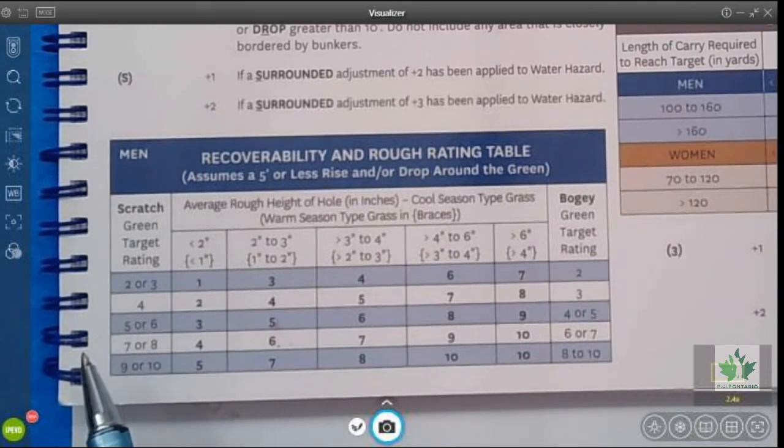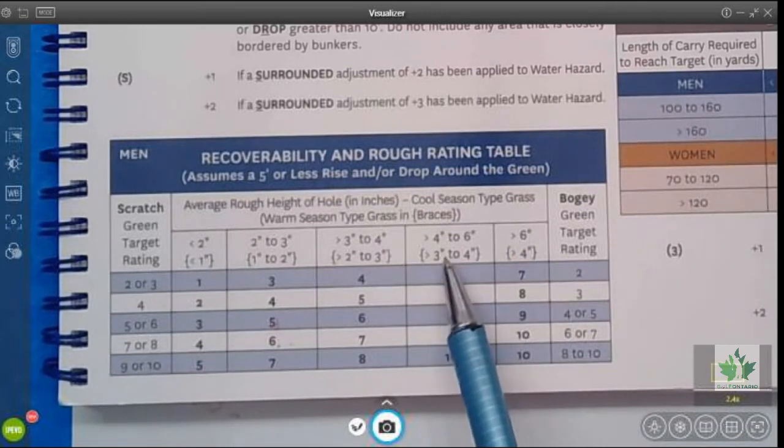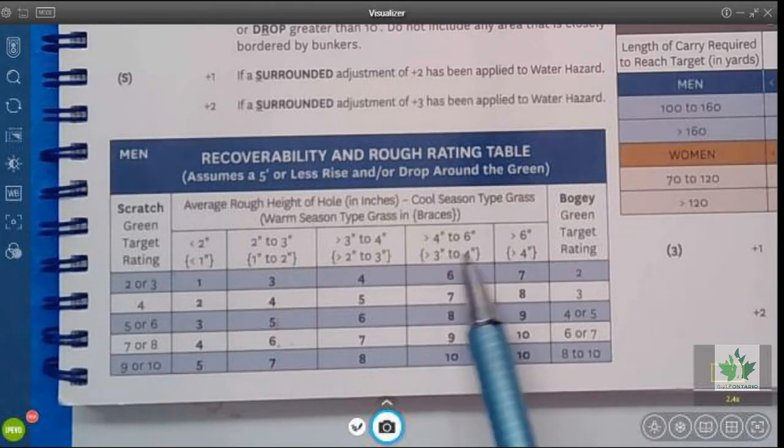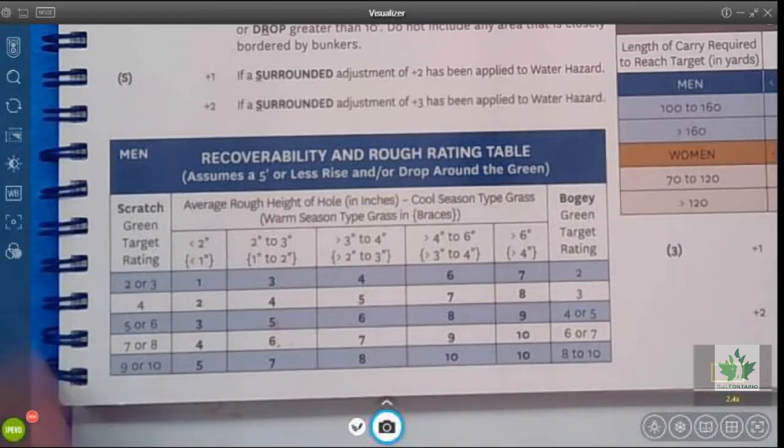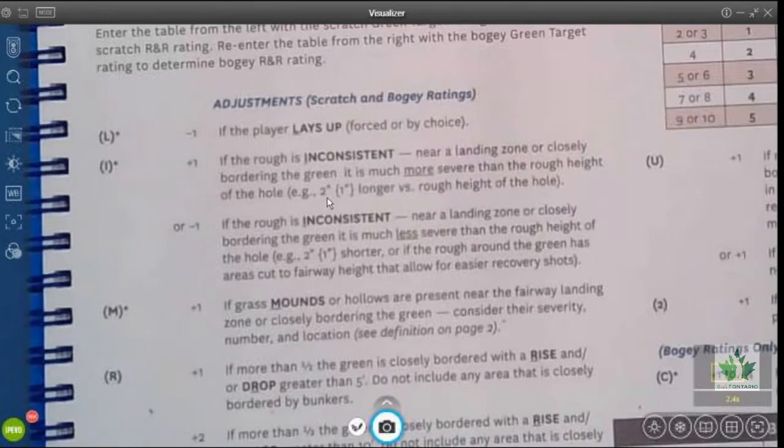The difference between warm season and cool season grass, I don't know why they use those names, but cool season is what we have in the northern hemisphere, the northern United States and most of Canada. Warm season is tropical. It has to do with the different types of grasses. And you notice the equivalence that for tropical, warm season grasses, the shorter length is equivalent to the longer length of cool season grass in terms of degree of difficulty to play from it. Okay, let's take a look at some of the obstacles, the adjustments for these tables.